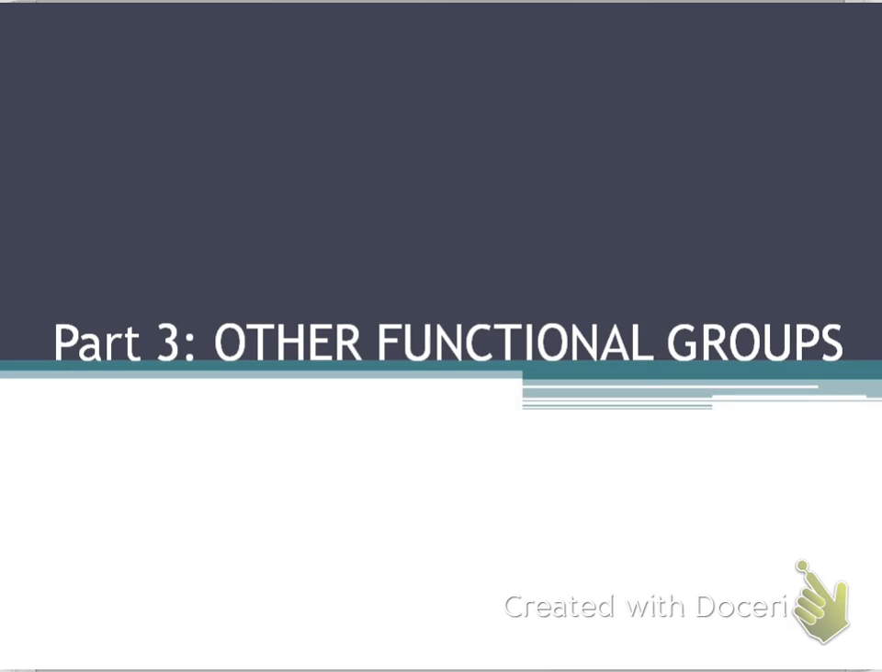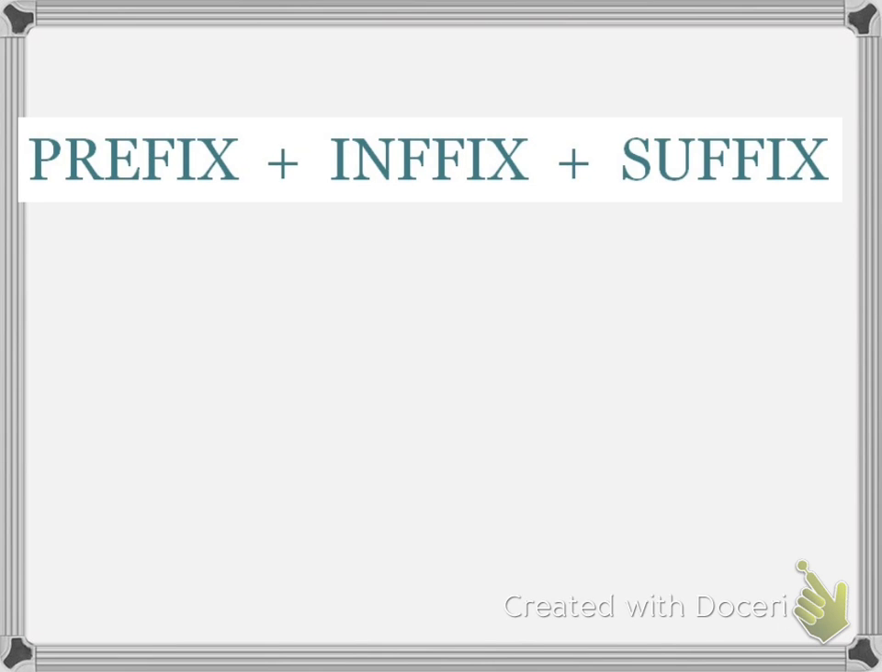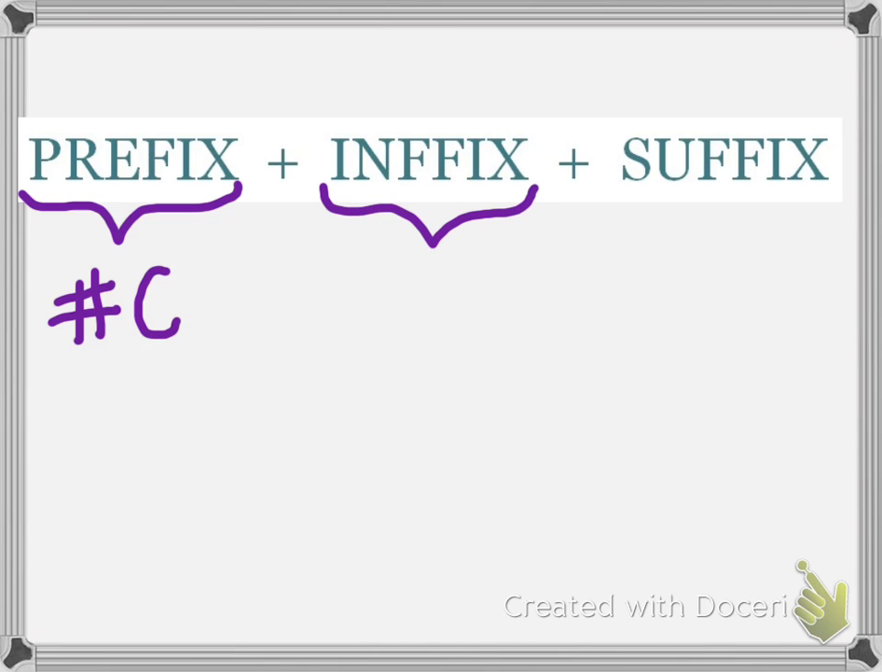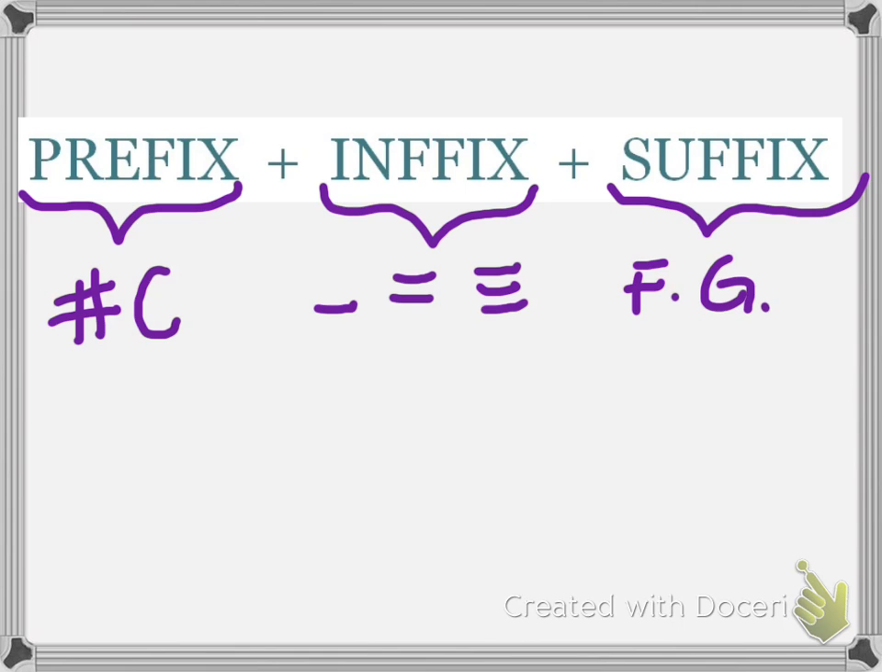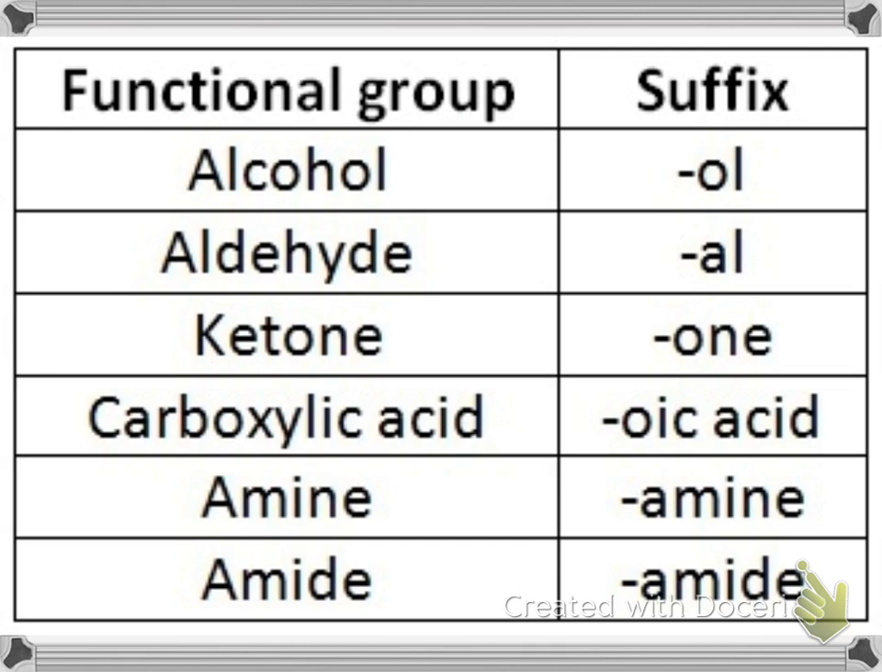The last part is nomenclature for other functional groups. The IUPAC name for other functional groups is composed of three parts: a prefix indicating the amount of carbon atoms, an infix indicating the type of bond present, single, double, or triple, and a suffix indicating the functional group. Some common suffixes for some functional groups are presented on this chart.